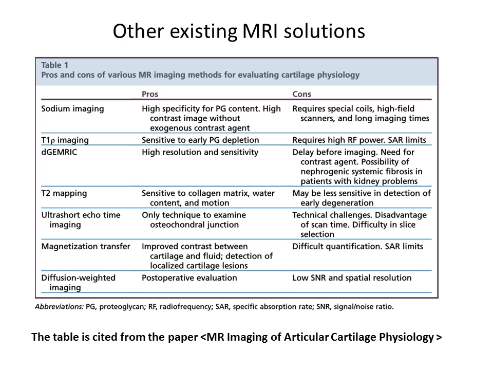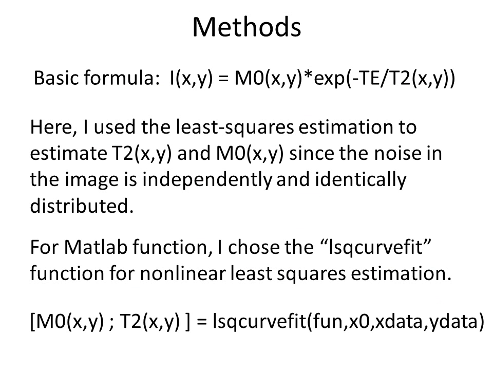So here are the other existing MRI solutions. We can see there are some solutions for evaluating cartilage physiology, like ultra-short echo-time imaging. But right now I want to talk about T2 mapping specifically. So here is the method for my project.